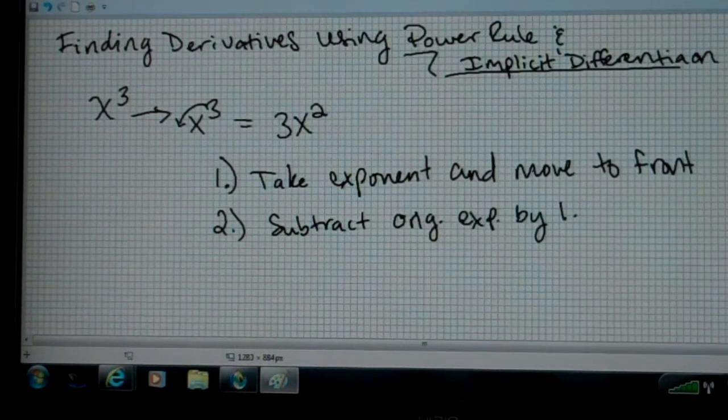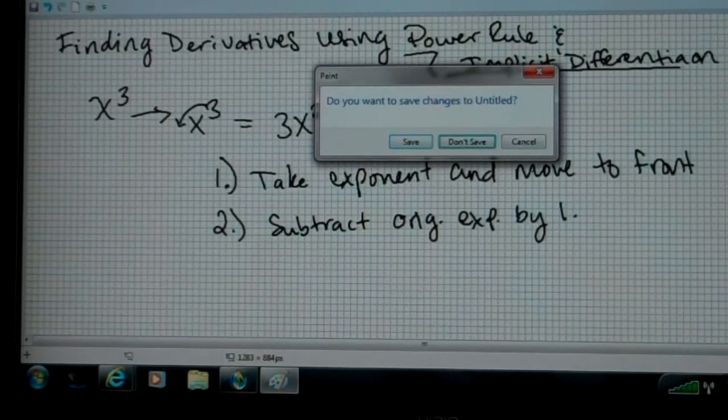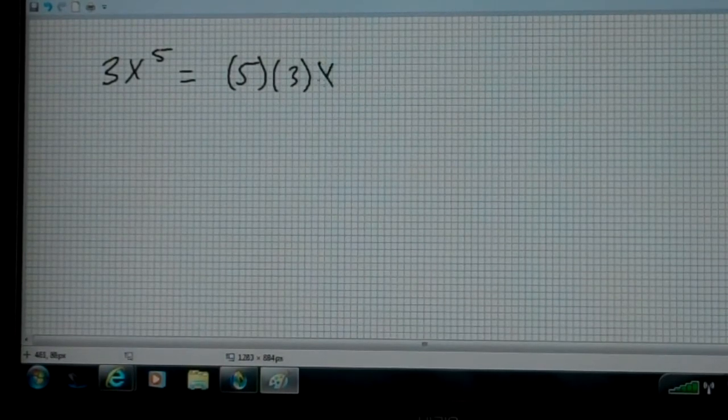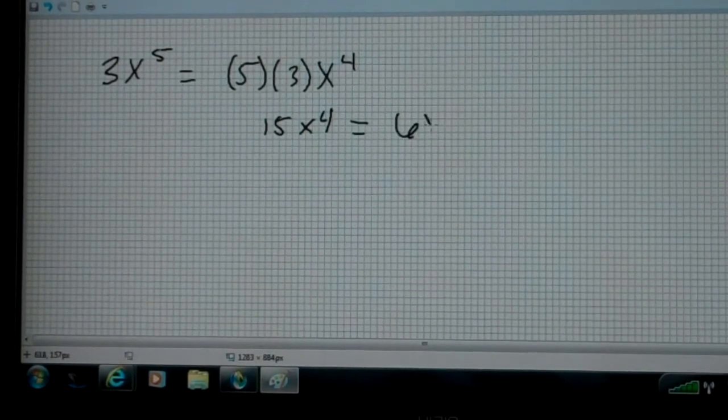Okay, so now let's go to a different example. Still doing power rule, we have 3x to the 5th, and this will equal, you bring your 5 down, so it's 5 times 3, x to the 4th. So now you have 15x to the 4th. And then with larger exponents like this, you have the ability to take the derivative again, which will actually be something called like f prime prime. And so this is going to equal 60x to the 3rd.